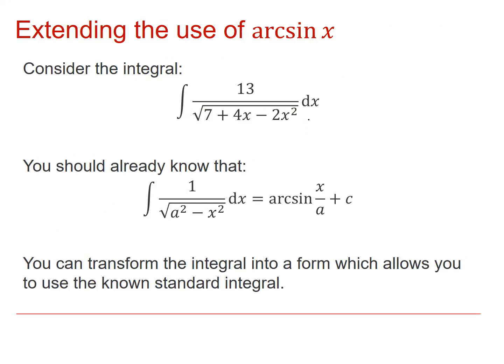You can see on the bottom line I've got the square root of a quadratic, and we already know how to deal with an integral that has a square root of a quadratic on the bottom. However, what's inside this square root is not quite the same as we've got here. We can, however, transform what we've got in here to get it into something which will fit this format. If we can do that, we know we'll get an arcsine x over a type of result.